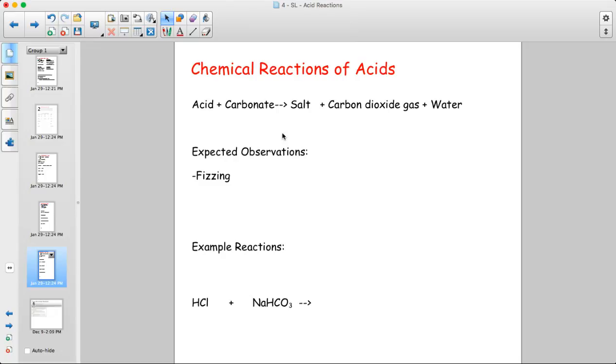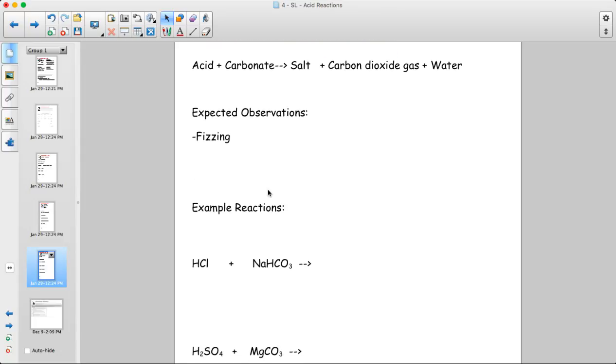And the last category of reaction we're going to talk about is acids plus carbonates. So carbonates or hydrogen carbonates. These will produce salt, carbon dioxide gas, and water. This is the classic volcano reaction that you may have made as a kid with vinegar and baking soda. The main observation here is that there's fizzing, but it's not exothermic.